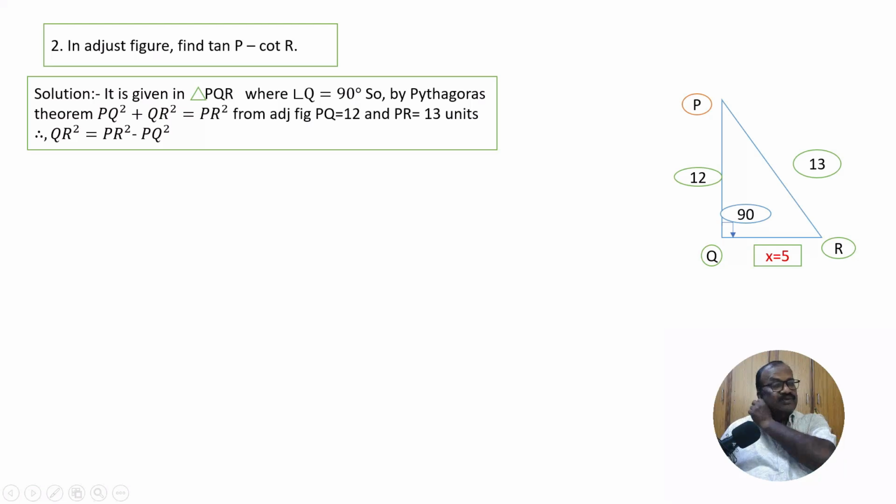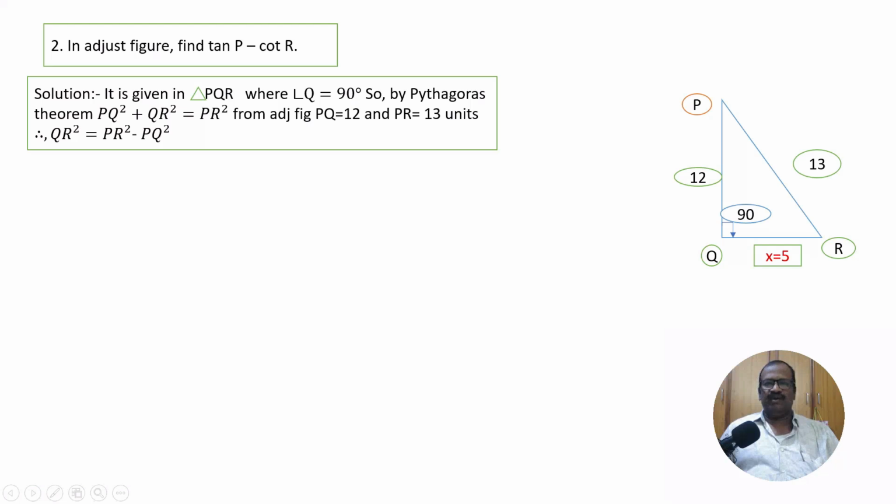It is given in triangle PQR, angle Q is equal to 90 degrees. By Pythagoras theorem again, PQ square plus QR square is equal to PR square. From the adjacent figure, PQ is equal to 12, PR is equal to 13 units. So QR square is equal to PR square minus PQ square. Whenever we send a value to the other side, it will become minus.